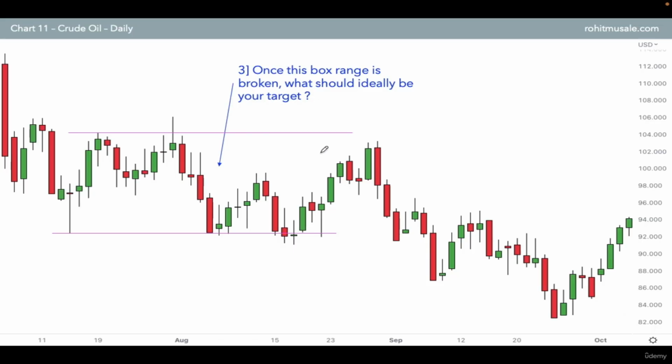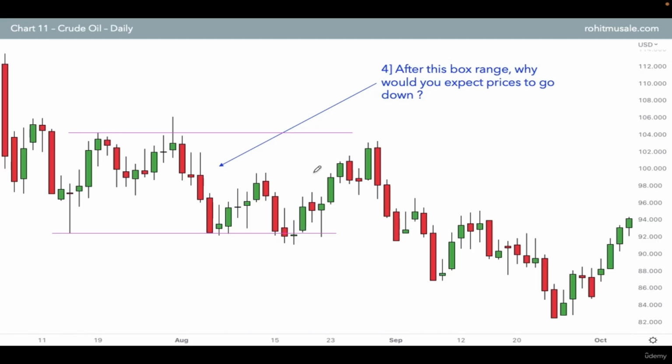Number 3, once this box range is broken, what should ideally be your target? So you see a box range here. Once it breaks, what should be your target? Number 4, after this box range, why would you expect prices to go down?